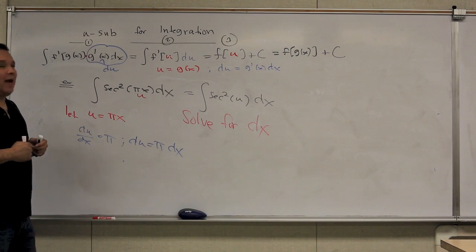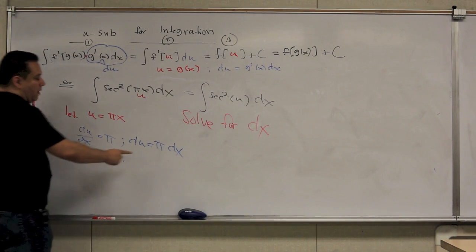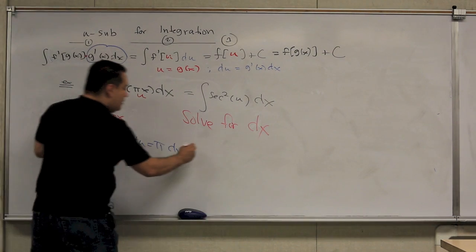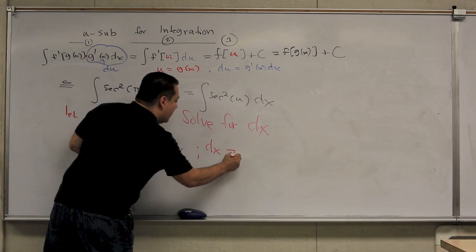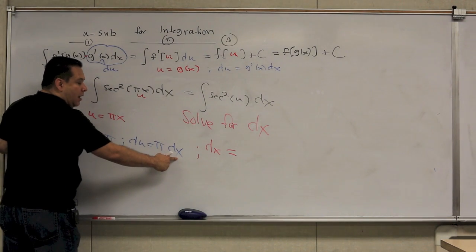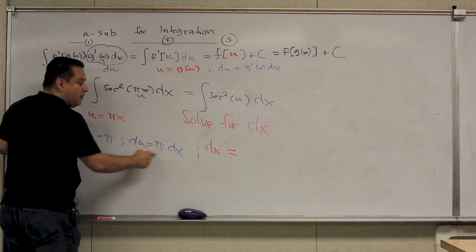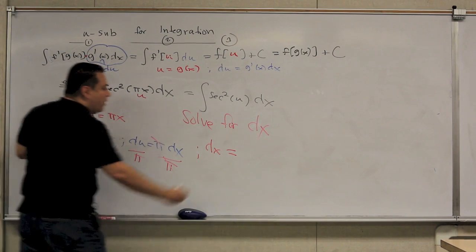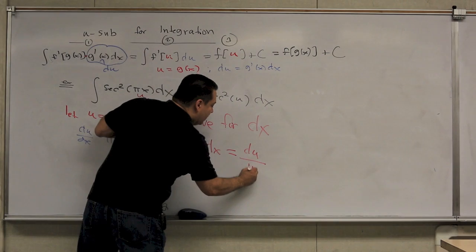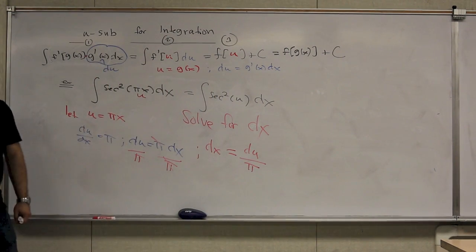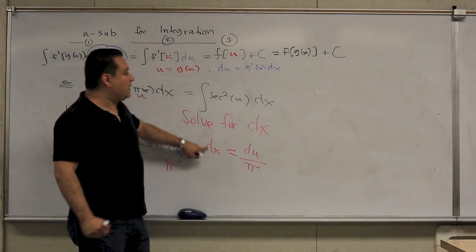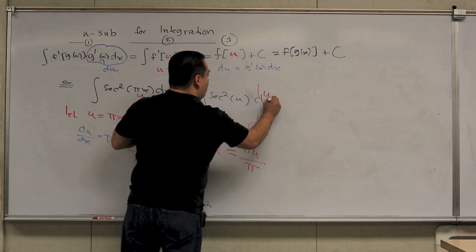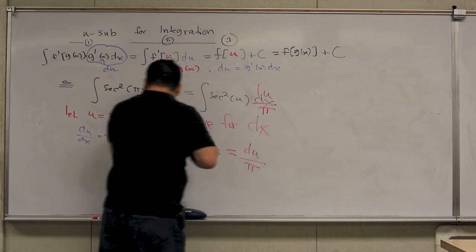You go, why would I solve for dx? Well, if du is pi dx, what is dx? Isn't dx going to be, how do I solve for dx? I'm going to divide both sides by pi. If I divide both sides by pi, doesn't it cancel here and here? And what do I get? Du over what? Over pi. Why did I solve for dx? Because I could now replace this dx with du over what? Over pi, and our red is gone.